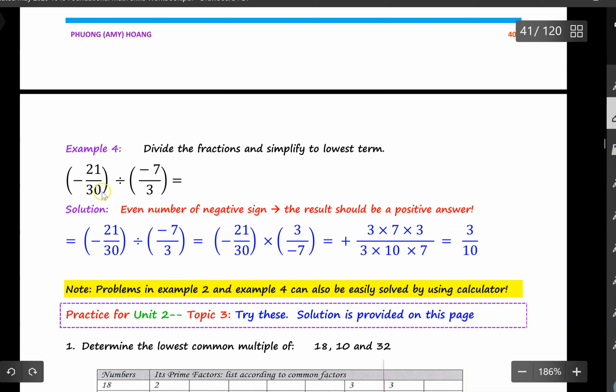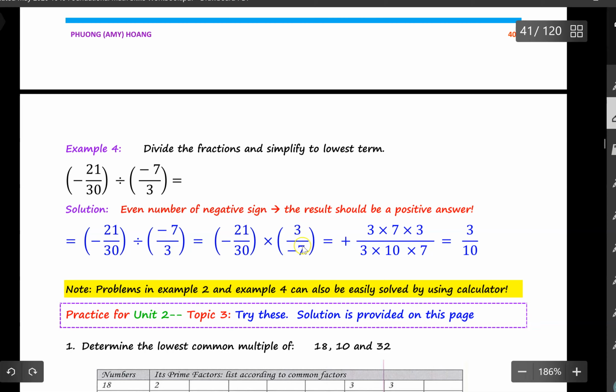So what you do is you have -21/30 divided by -7/3. So you divide these two fractions. First of all, preceding this division, you have -7/3. So as soon as you change this division into a multiplication, you immediately flip the fraction over. Okay, so -21/30, I leave it the way it is, and I multiply with 3/7.